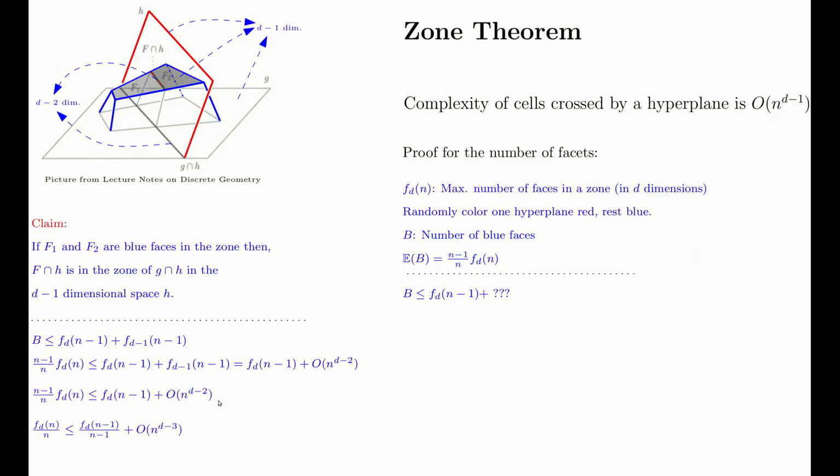Solving this recursion might look a bit tricky, but we can use the following idea to do it. We can divide both sides of this inequality by n minus 1. I'll get here. And now we can rename this function as a g function. So we'll have g of n less than or equal to g of n minus 1 plus n to the d minus 3. And it's really easy to see that g of n solves to n to the d minus 2. And thus f of n will be bounded by n to the d minus 1.